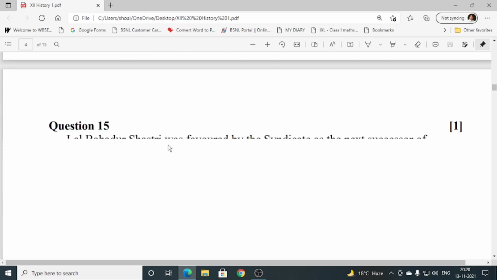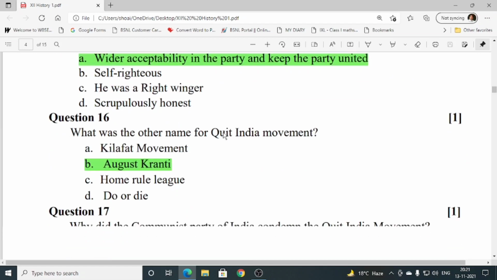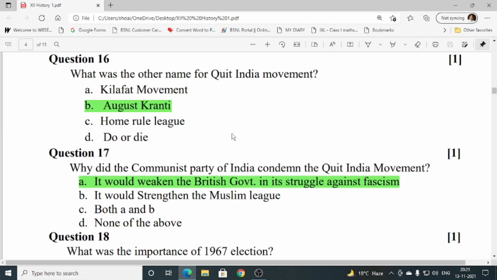Number 15, Lal Bahadur Shastri was favored by the syndicate as the next successor of Nehru. Why was Lal Bahadur Shastri favored by the syndicate? Because of wider acceptability in the party and to keep the party united. This is also the correct one, and this one, D, also is correct. He was scrupulously honest, so we'll go with A. The party will also accept it, and that will keep the party united. Okay, A.